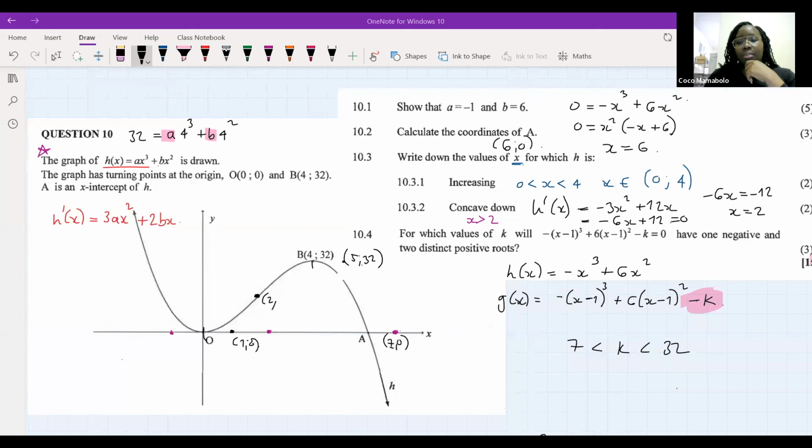If you would like to find this paper and go see how they've done the answer. Kamagelo, did you get the correct answer? Well done. If you'd like to see how they've done this question, this is the NSC 2021 paper.